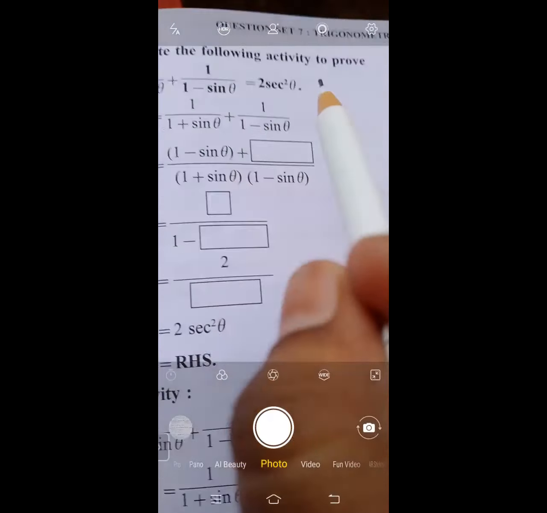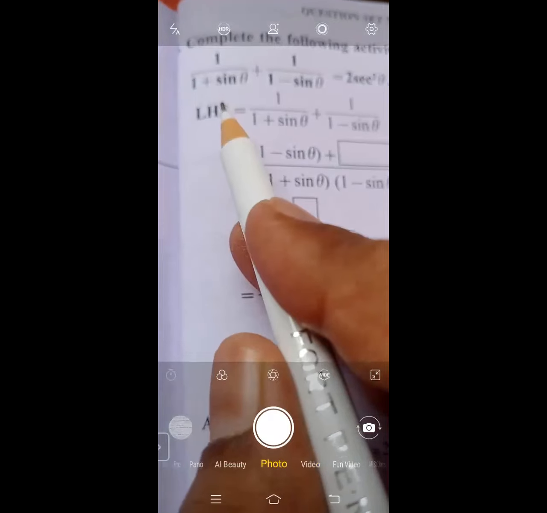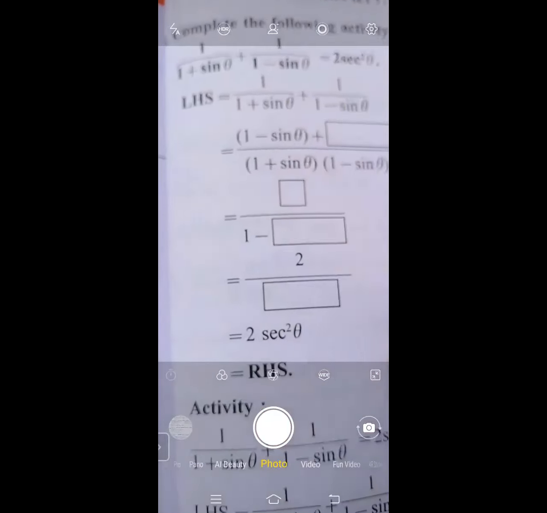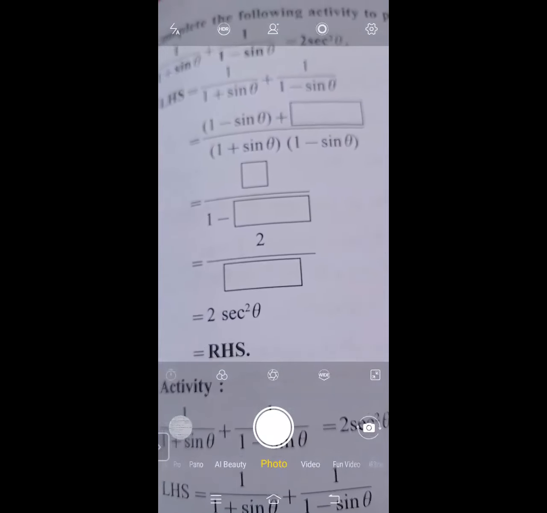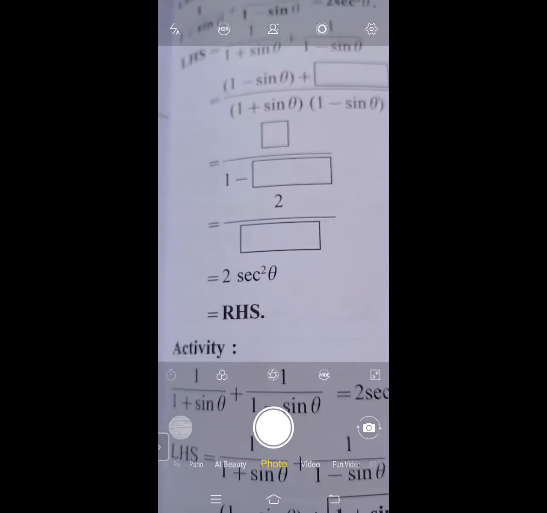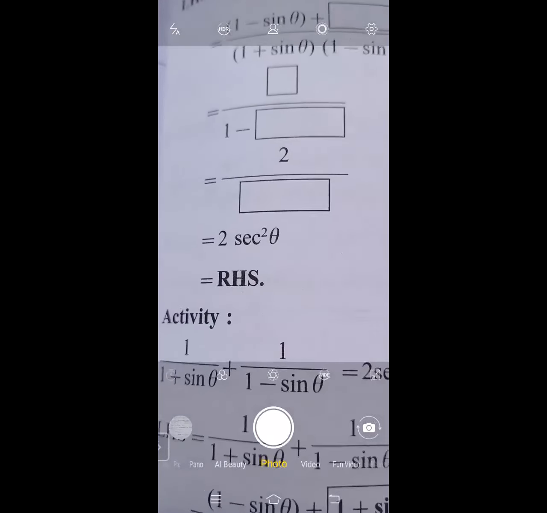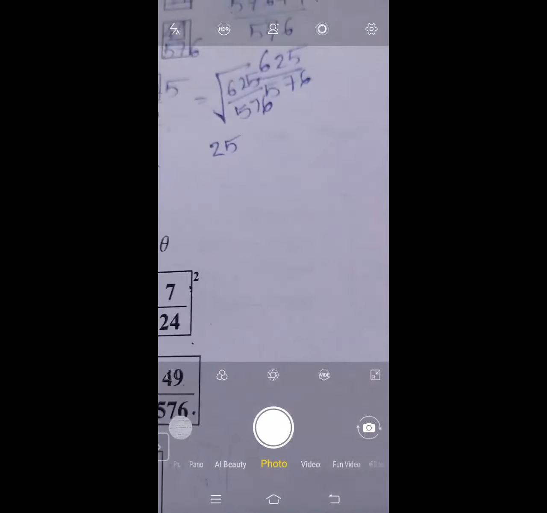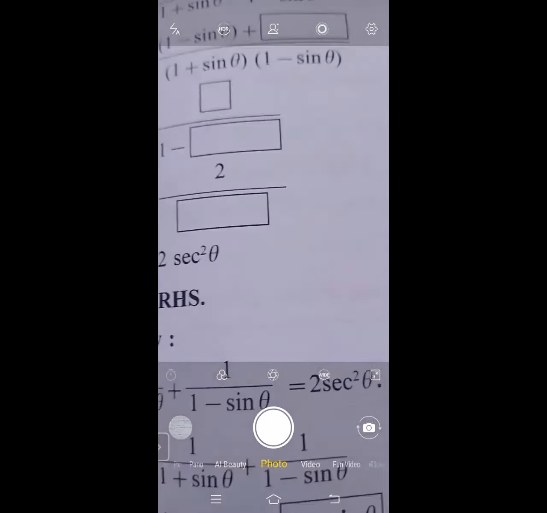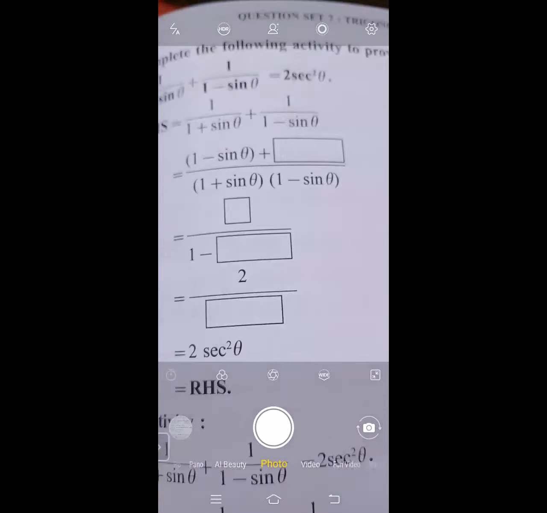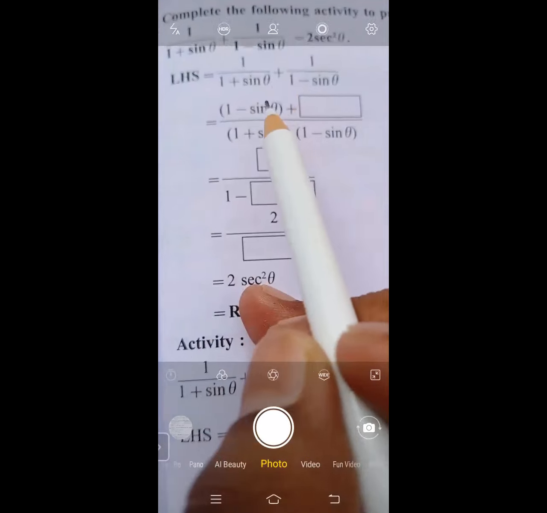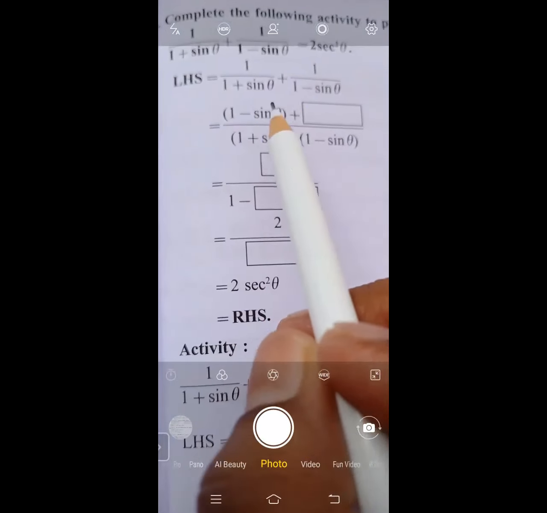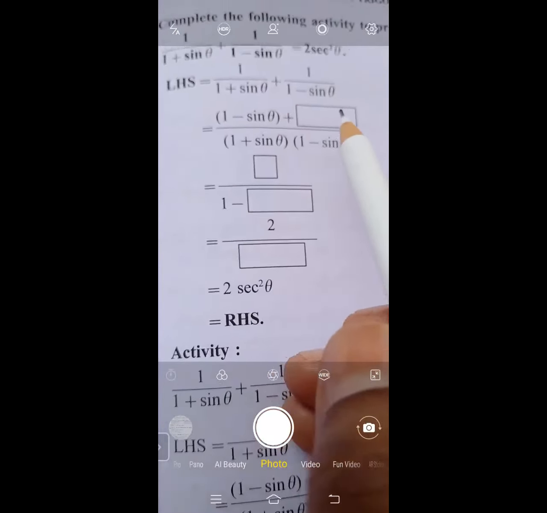Complete the following activity to prove 1 upon 1 plus sine theta plus 1 upon 1 minus sine theta equals twice sec square theta. Okay, so what we have to prove, again we have to prove LHS is equal to RHS. Earlier we had to find the numbers, we had to compute the values, but here we have to show that LHS is equal to RHS. Okay, so we have taken the whole LHS: 1 upon 1 plus sine theta plus 1 upon 1 minus sine theta.